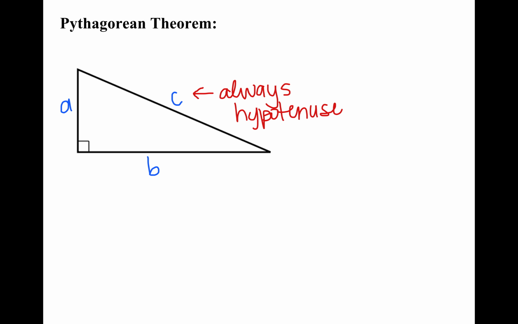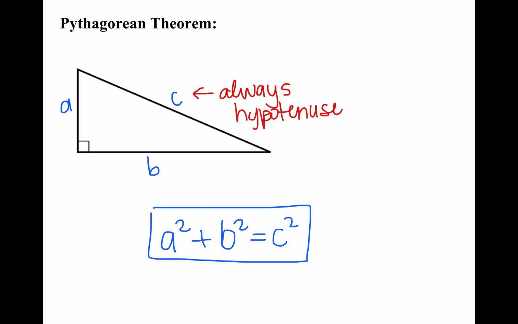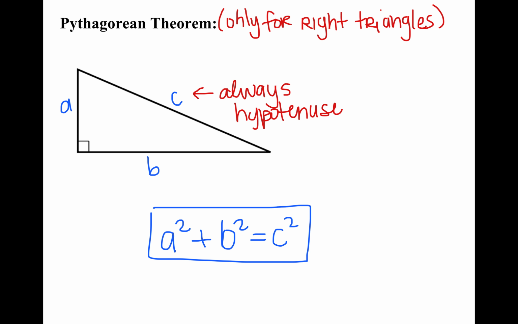then I can say that A squared plus B squared is equal to C squared. And this right here is only for right triangles. When you get to pre-calculus, you will learn about how we can extend this to apply to different triangles besides right triangles.